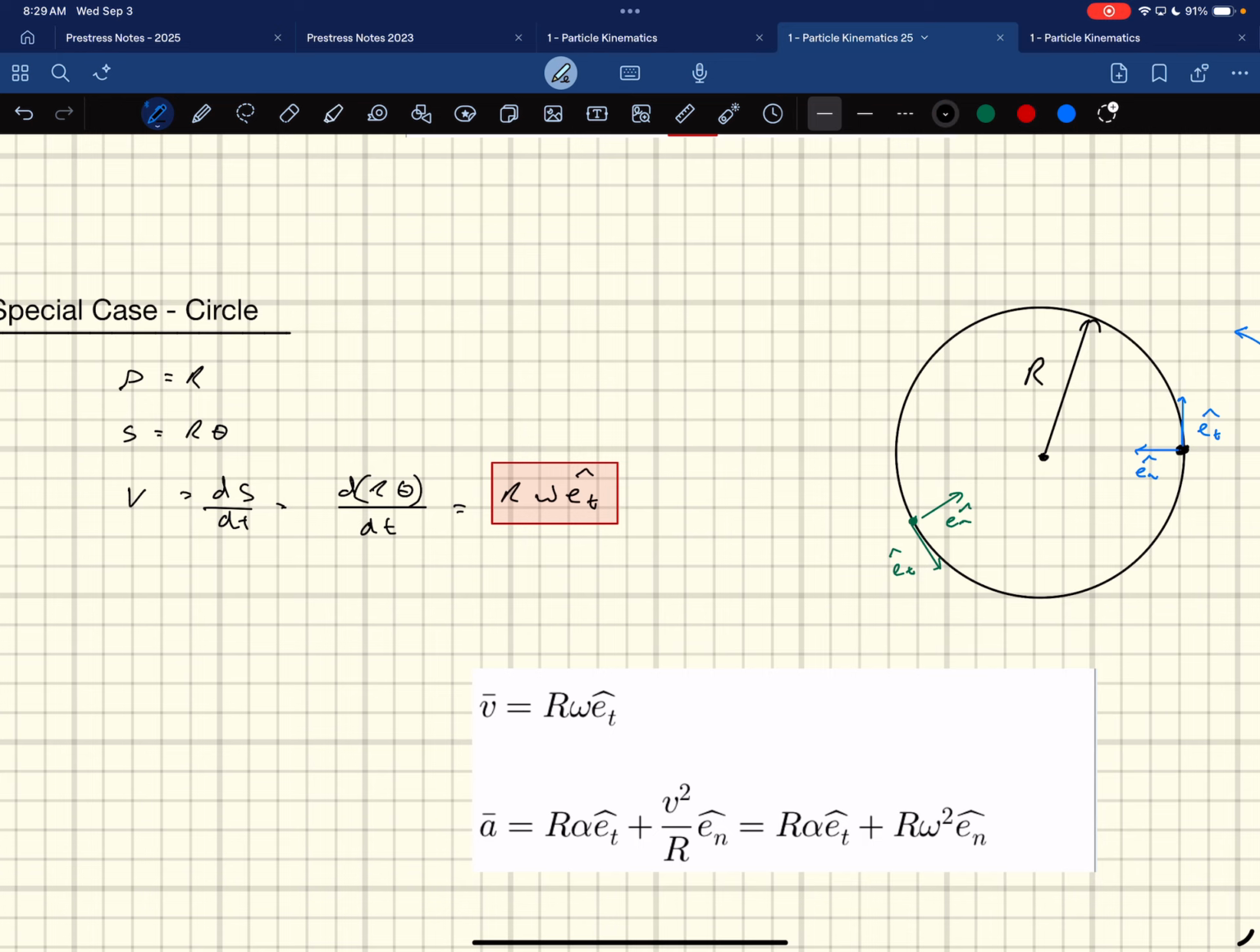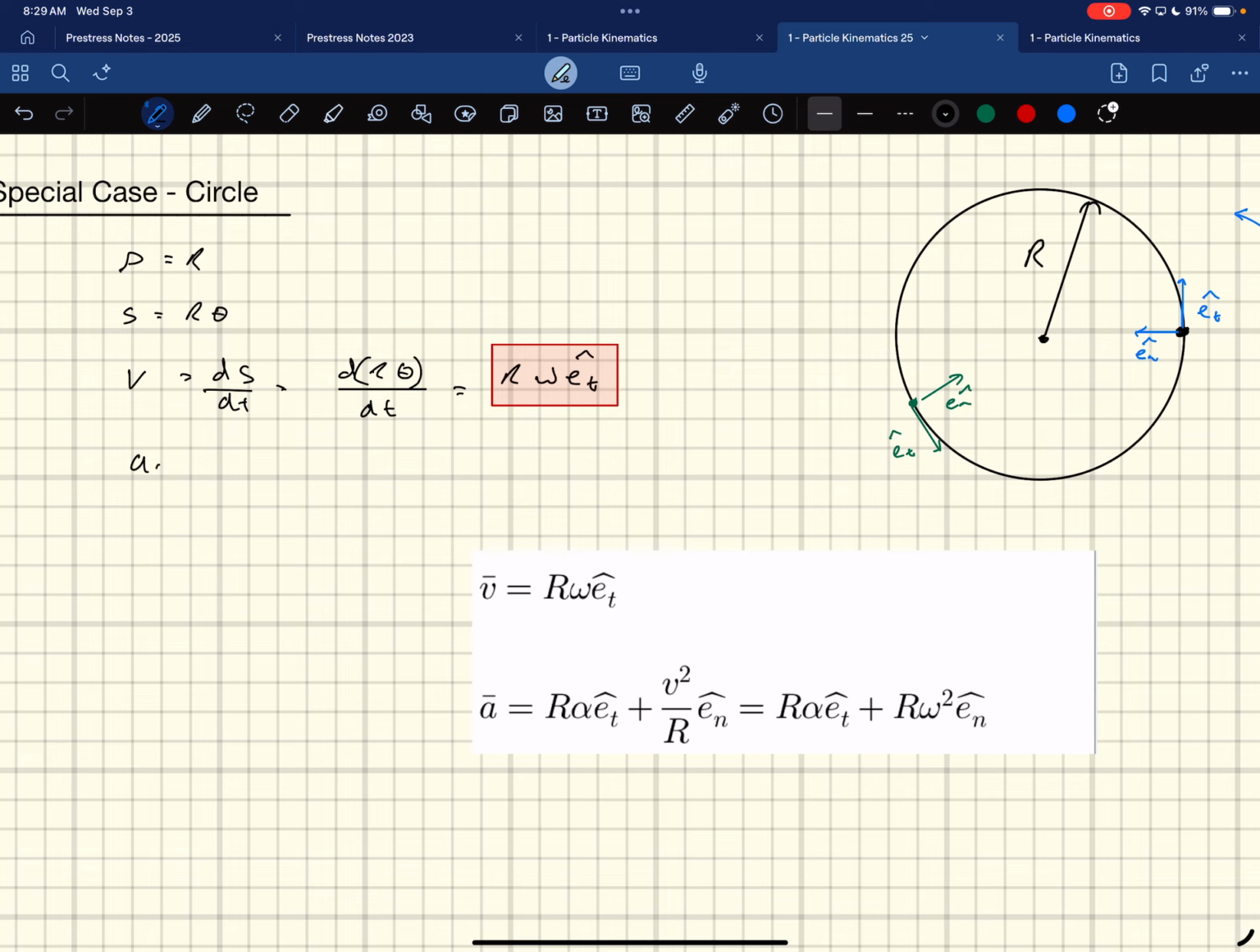And then we come down to a_t, which is going to be equal to dv/dt, which is d(r omega)/dt. R is constant again, so that can come out, and that'll just be r omega dot, which is equal to r alpha in the e_t direction.